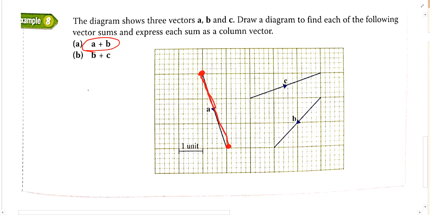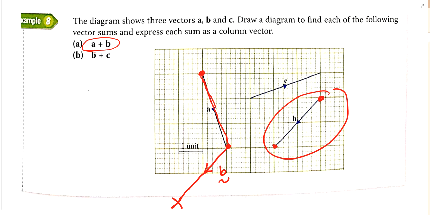So all I need to do is just continue drawing B. What does B look like? B looks like this. This is the start, this is the end. I need to move 2 units to the left and 2 units down. So I go 2 units to the left, 1, 2, 1, 2. This will be my vector B. So the resultant is simply from here to here. This is my resultant. A plus B.